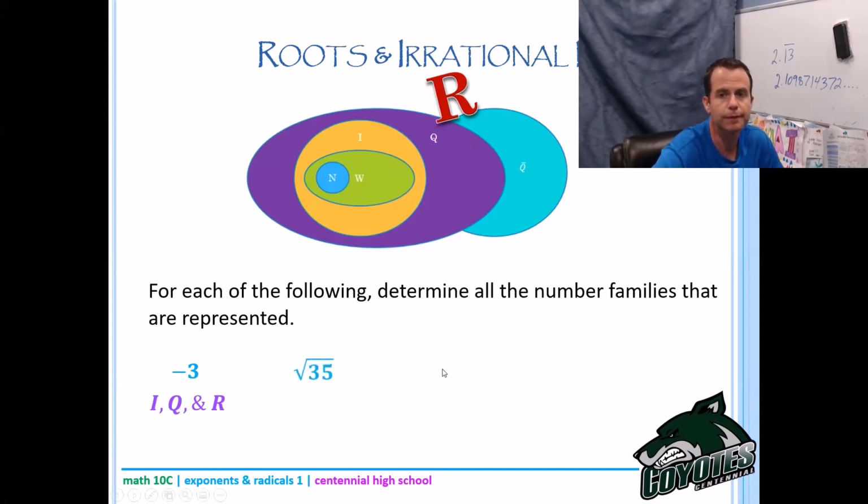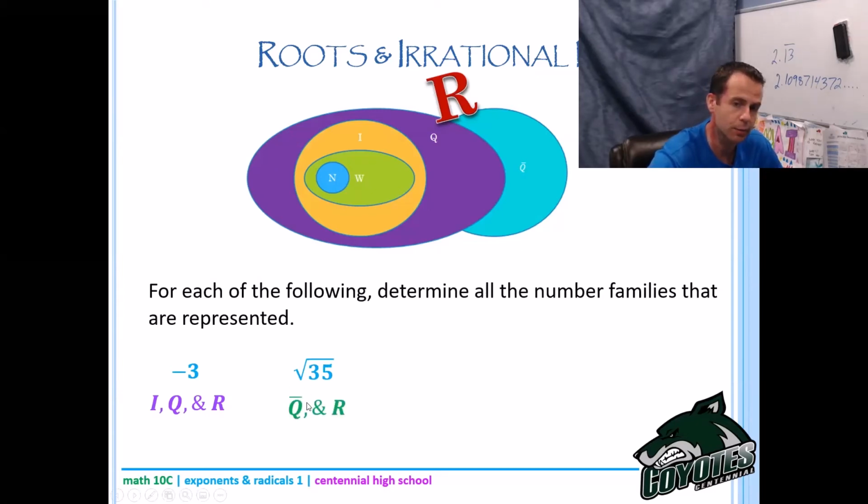Next guy, root 35. Put root 35 in your calculator, and you're going to get 5.916079783. That is a non-terminating, non-repeating decimal. There's enough decimal places there that you know this is going to go on forever. There's no pattern to the numbers, no repeating patterns. So it's irrational, and then if it's irrational, it's also real.